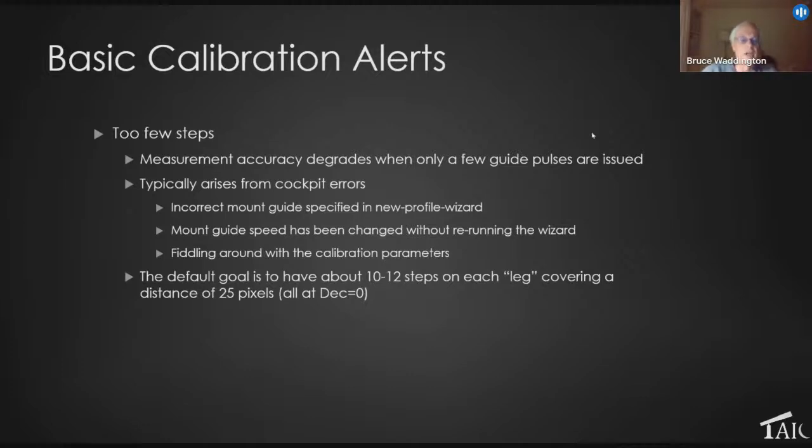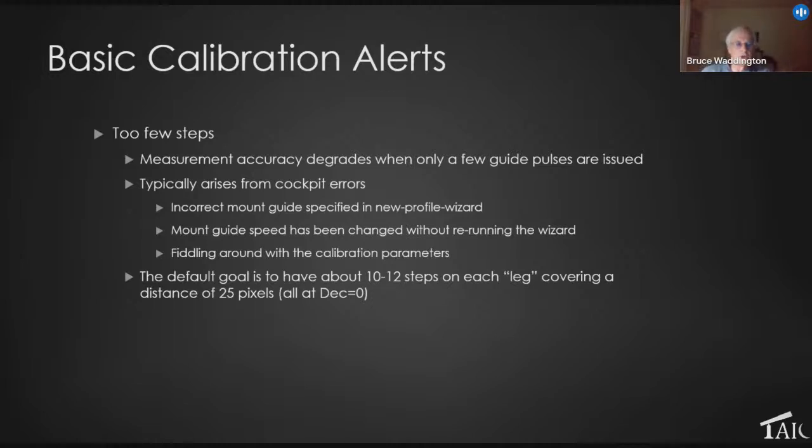The next basic kind of alert is also an easy one. You may get an alert that says there were really too few steps used during the calibration. And again, because it's a measurement process, the accuracy improves if we have more data points to work with. And this is nearly always caused by cockpit errors. You made a bad guess about the mount guide speed. You've changed the mount guide speed without rerunning the new profile wizard. So the profile you're using in PHD doesn't reflect the reality of what you've got with the equipment, or for whatever reason, you fiddled around with the calibration parameters and you've reached a point where there aren't enough steps being taken. This is not a common thing for people to encounter.